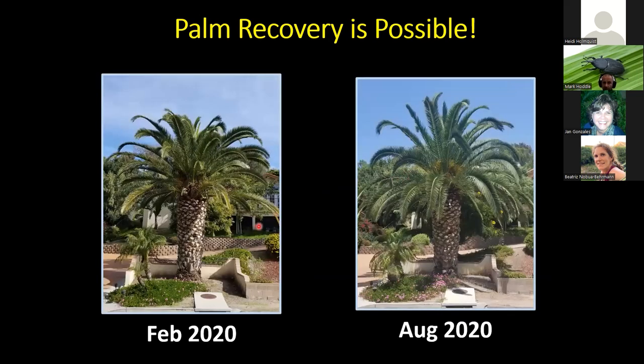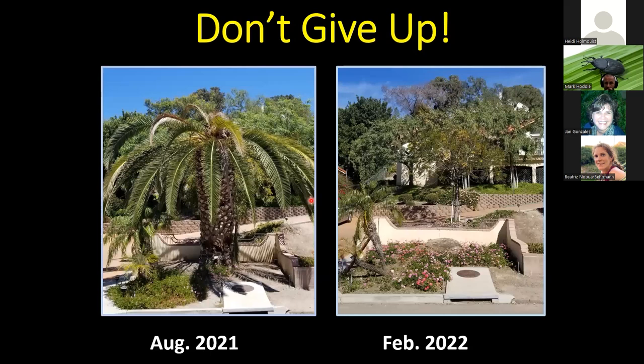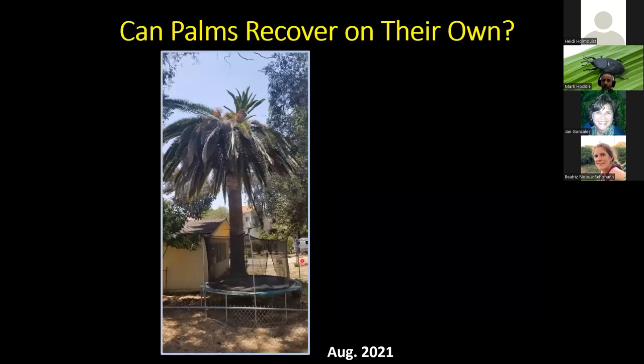In February 2020, August 2020, you wouldn't even know that a couple of years ago that palm had been attacked and almost killed. August 2021, he gave up on the treatments. And then by February 2022, well, this photo speaks for itself. So the take-home message here is, if you're going to go this route, you are on the insecticide treadmill for life. You give up, the pesticides wane, there's no chemical in the crown, the weevils will come back and kill your palm tree.